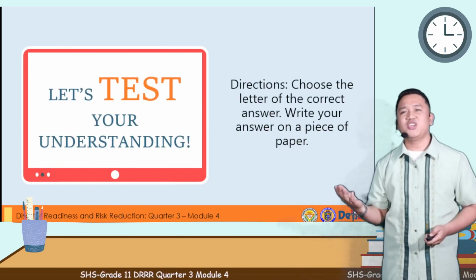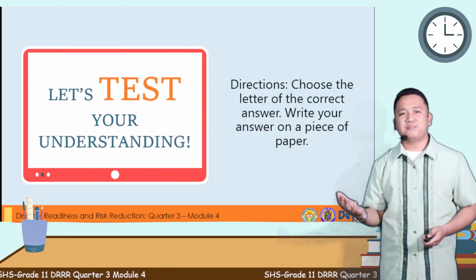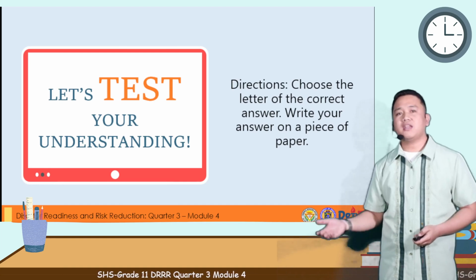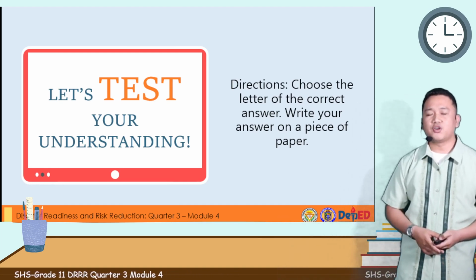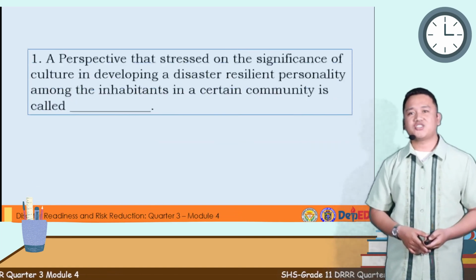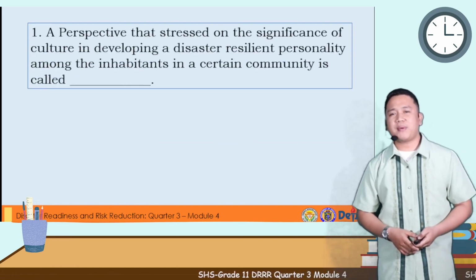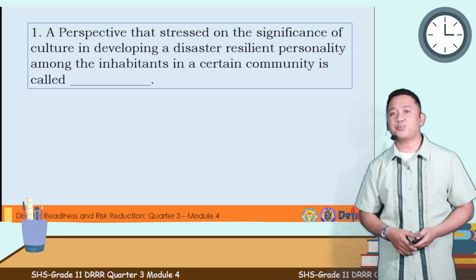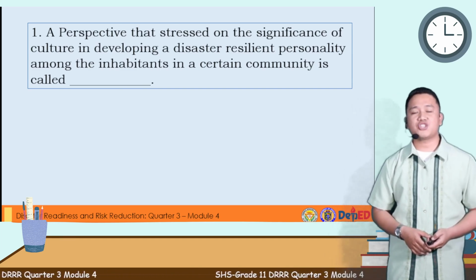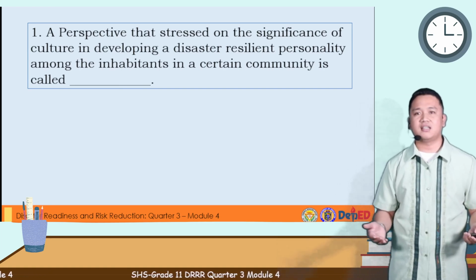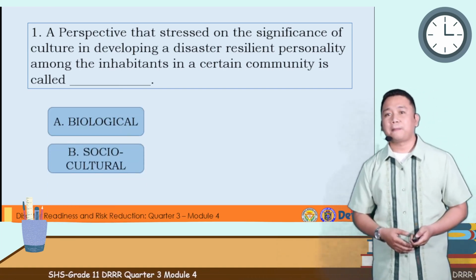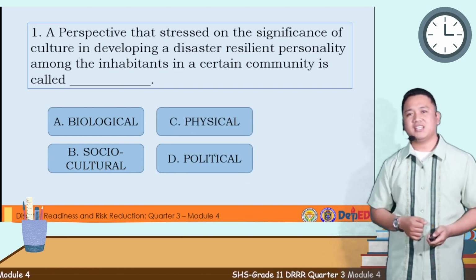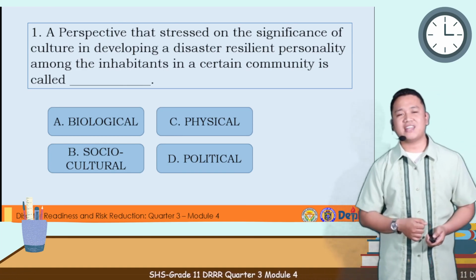Let us now check your understanding by choosing the letter of the correct answer. Please prepare again your ball pen and your paper so that you're going to answer the questions. Number 1, a perspective that stresses the significance of culture in developing a disaster-resilient personality among the inhabitants in a certain community is called blank. Letter A, biological. B, sociocultural. C, physical. Or D, political. I will give you 5 seconds for your answer.